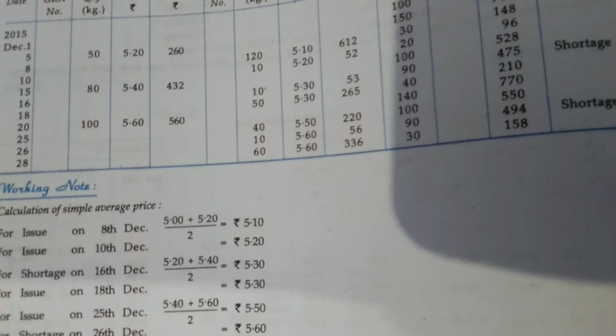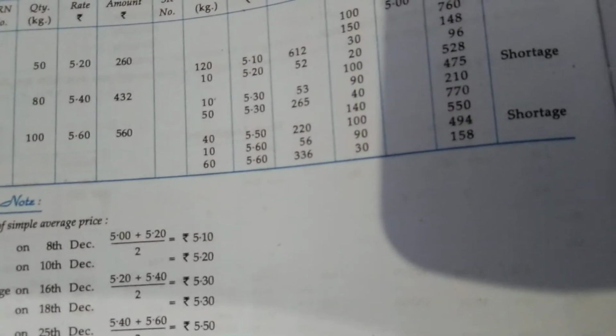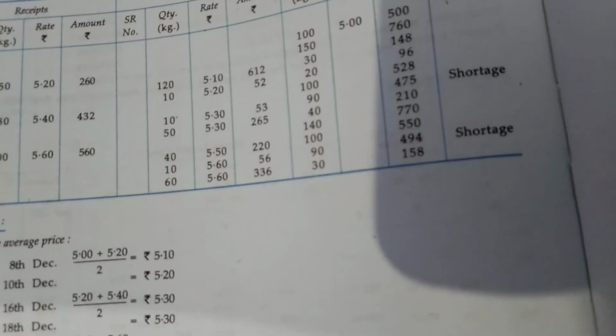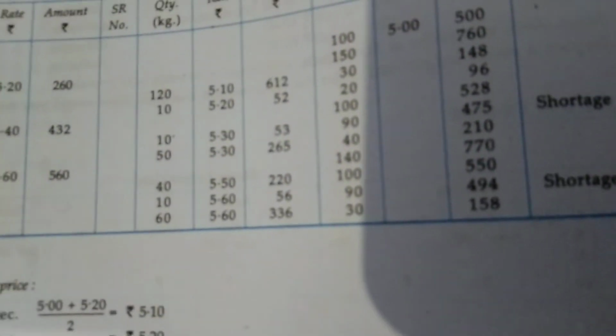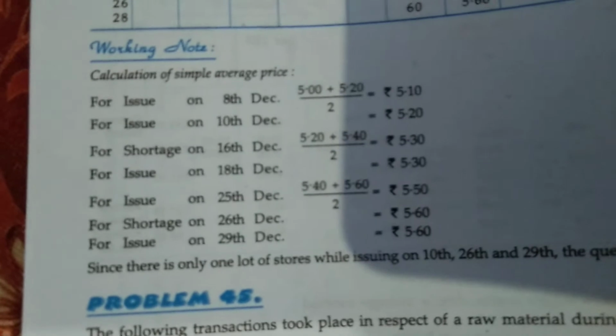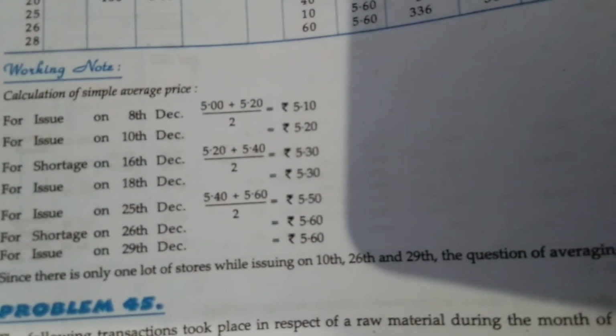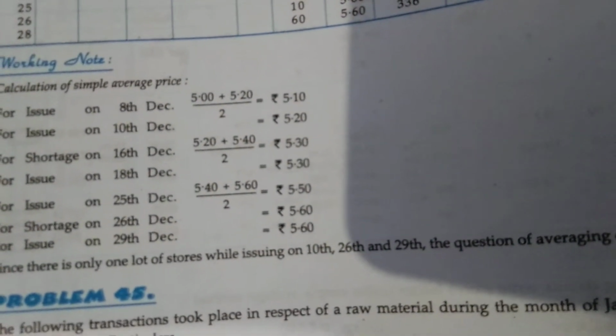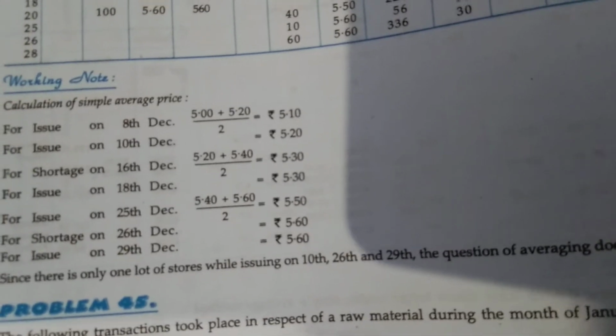For 10 units, what will be the price? The price here is 5.20. Look at here, it is not 5.10. Why? Look at it here in the workings. For the issue on the 10th, the price has been considered as 5.20 but not the average 5.10.